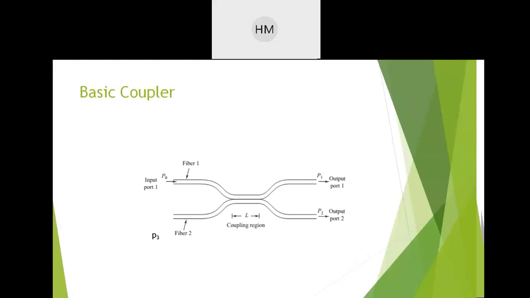So this is a basic coupler diagram. You can draw this diagram, very important diagram. You can see 2:2. Input port 1 giving you power as P0. I am launching my light from this fiber 1. ठीक है, fiber 1 में मैंने launch कर दिया है power. Here I have coupled two optical fibers. Coupling region is formed and the length is L. Fiber 1 and fiber 2.